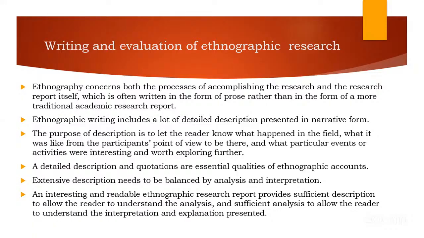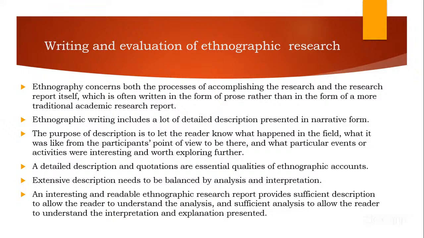You have to bring out the story that lies there, which gives a description of the social phenomena that you are studying. That is why this type of writing is quite different from the traditional academic research report. Ethnographic writing includes a lot of detailed description presented in narrative form, so you have to narrate the entire phenomena. The purpose of description is to let the reader know what happened in the field, what it was like from the participant's point of view to be there, and what particular events or activities were interesting and worth exploring further. All of this needs to be included in the report.